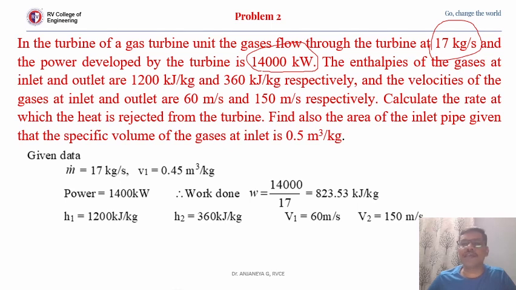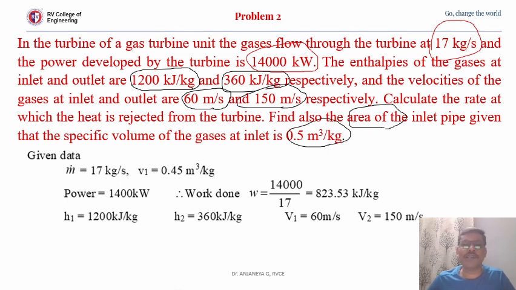The enthalpies of the gases at the inlet and outlet are given. So this is H1 and this is H2 respectively. The velocities of the gases at the inlet and outlet, V1 and V2, are also given. Calculate the rate at which the heat is rejected from the turbine. That means how much heat is lost from this turbine during the process. Also, it asks what the area of the inlet pipe is.